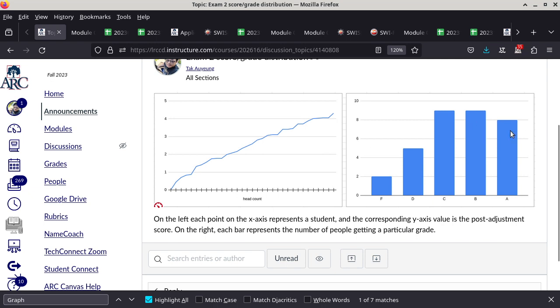You mean this one? Yeah, so this one tells us, if you just look at exam 2 and using the boundary in the syllabus, after adjustment, we have 8 people getting A's, 9 people getting B's, 9 people getting C's, 5 people getting D's, and 2 people getting F's.